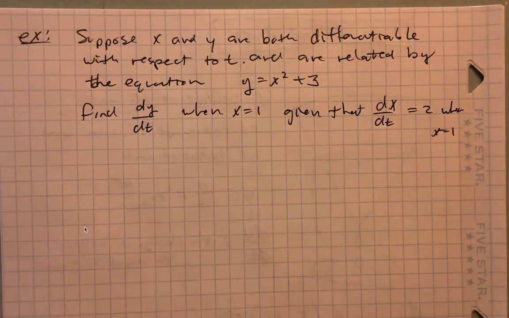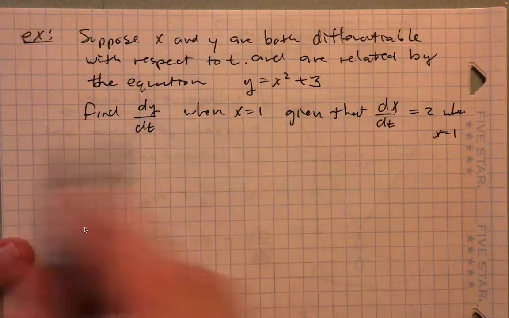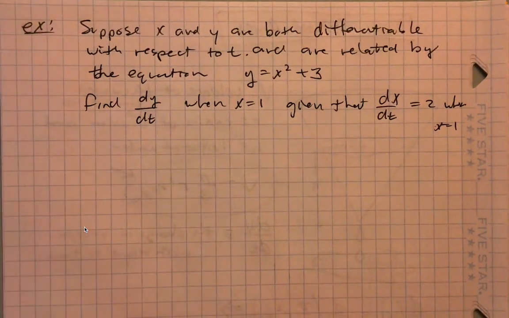Okay, so that's a little bit wordy, but suppose x and y are both differentiable with respect to t and are related by the equation y equals x squared plus 3. What we want to do then is find dy/dt when x is equal to 1, given that the derivative of x with respect to t is equal to 2 at that time. So this is kind of like an even simpler version of the previous example.